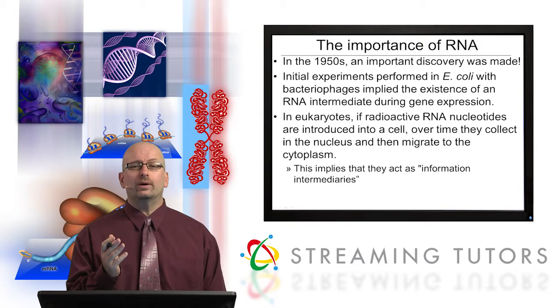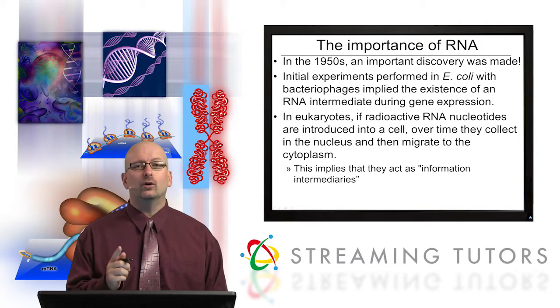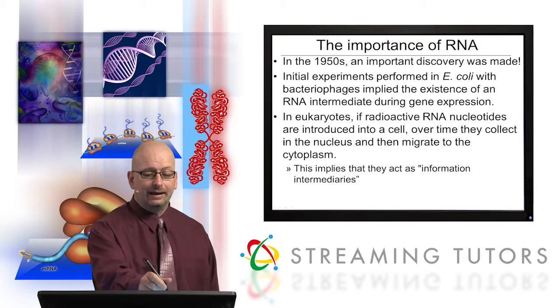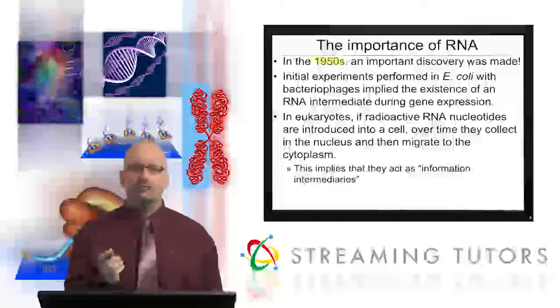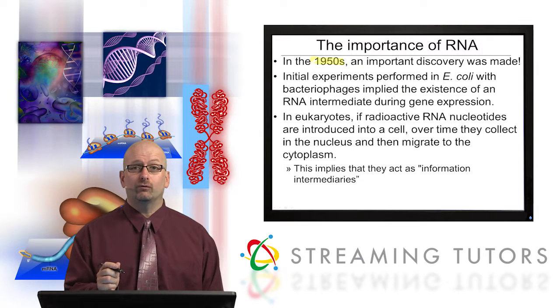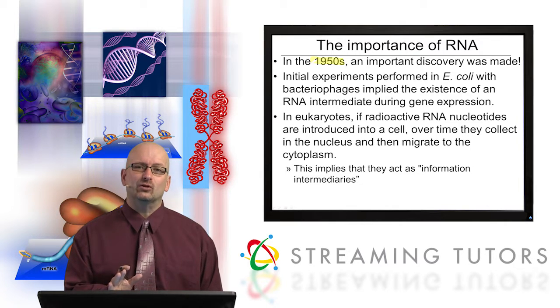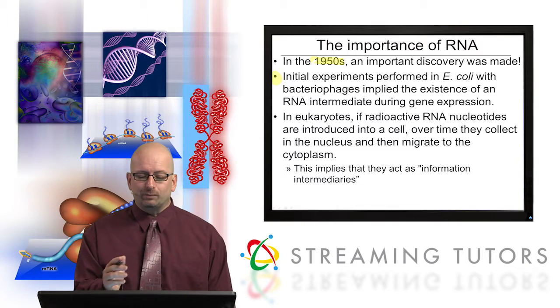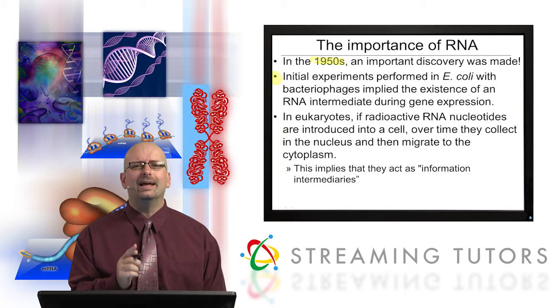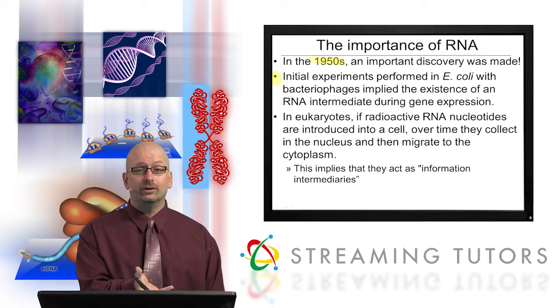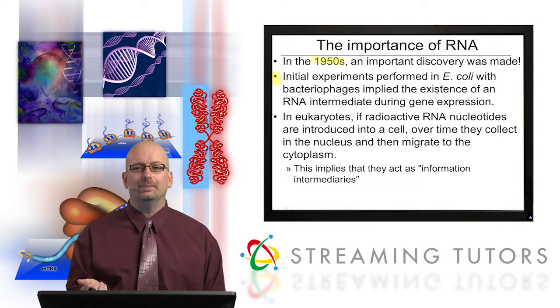Now, we haven't spoken a lot about RNA yet, but this is the time to do it. After Watson and Crick published their paper, things started to move really, really quickly. So in the 1950s, not too long after they published their paper, an important discovery was made. Many of these initial experiments were done in E. coli, in bacteria. We're not going to go into the details of this experiment, but suffice it to say that some experiments with bacteriophages in E. coli implied that RNA did have a role as an intermediate in the process of gene expression, which really means using the information in DNA to make a polypeptide. Usually that's what it means anyway.